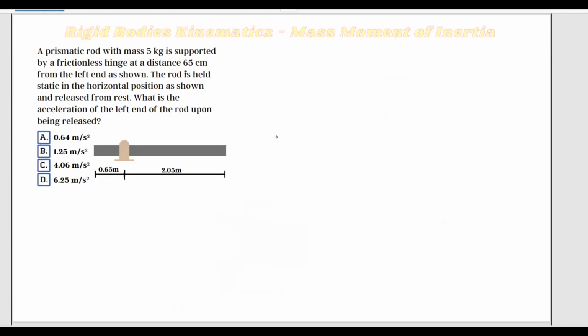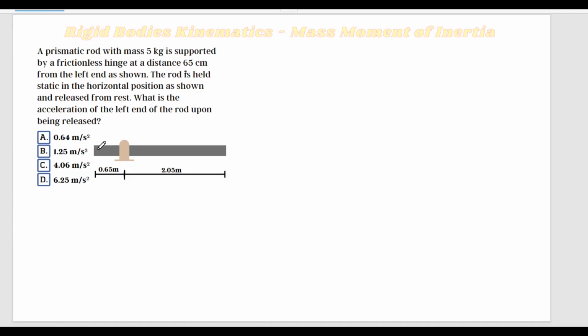Let's move on. Now we're going to work on some rigid bodies kinematics, mass, moment of inertia. A prismatic rod with mass 5 kilograms is supported by a frictionless hinge at a distance 65 centimeters from the left end as shown. The rod is held static in the horizontal position as shown and released from rest. What is the acceleration of the left end of the rod upon being released? So the question is, what is the acceleration of the left end of the rod upon being released?